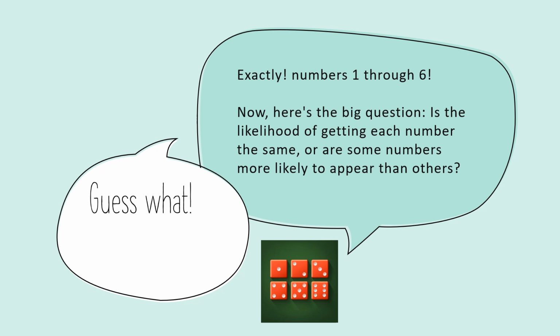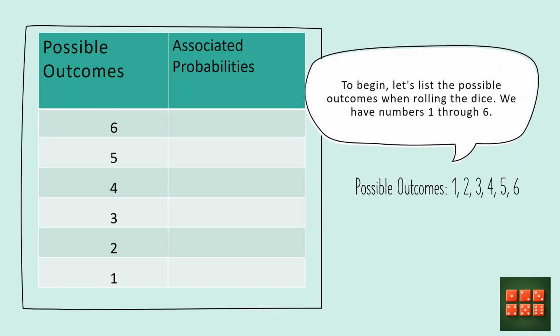Now, here's the big question. Is the likelihood of getting each number the same? Or are some numbers more likely to appear than others? To begin, let's list the possible outcomes when rolling the dice. We have numbers 1 through 6.